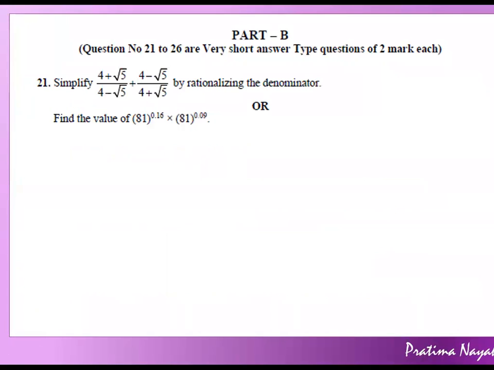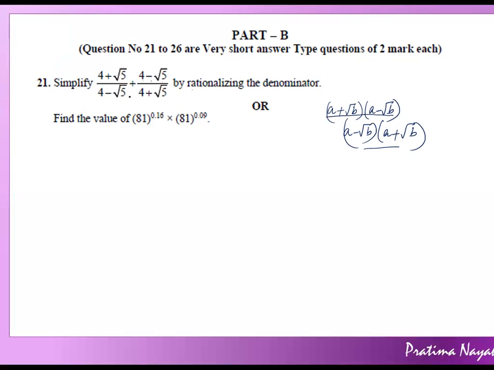Question number 1: simplify (4 plus under root 5) by (4 minus under root 5) plus (4 minus under root 5) by (4 plus under root 5) by rationalizing the denominator. Rationalize the denominator, then simplify. You know how to rationalize the denominator. If it is a plus under root b in the denominator, you multiply by a minus root b, and if it is a minus under root b, you multiply by a plus root b. We have already discussed this, because when you multiply by its conjugate, you get a rational number.